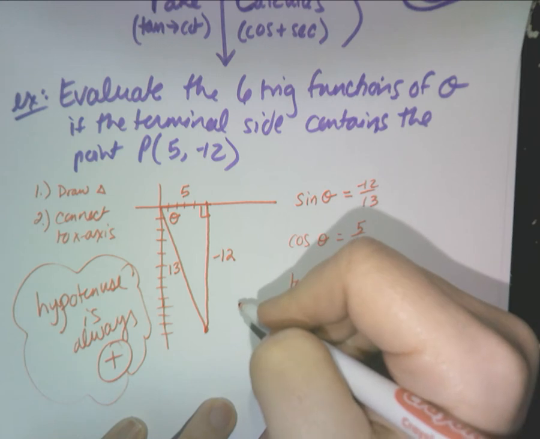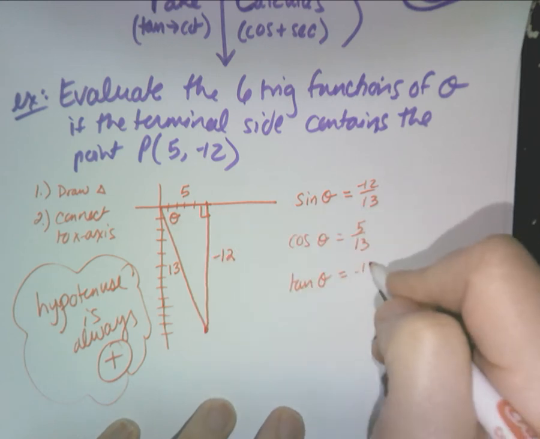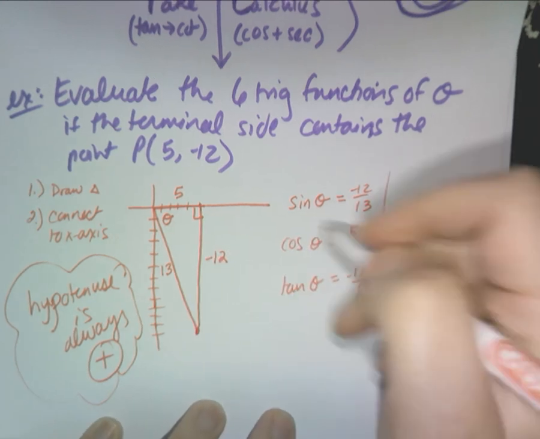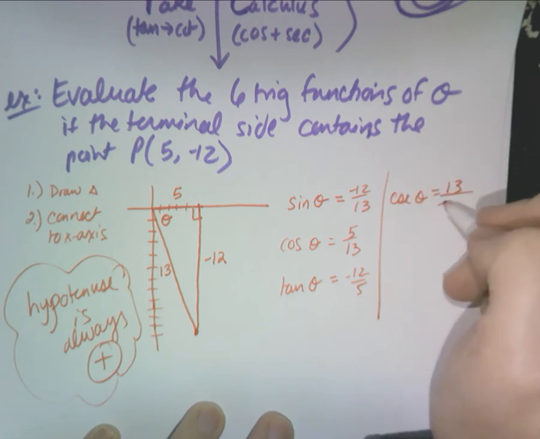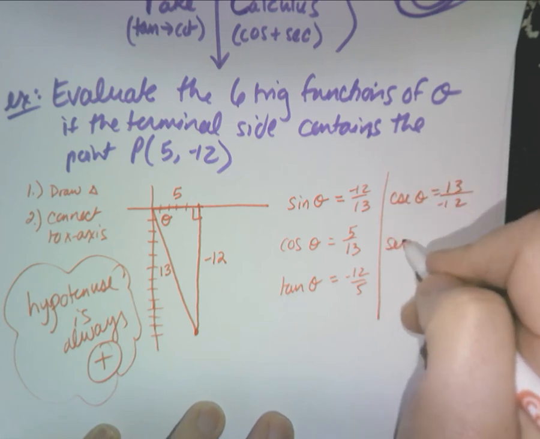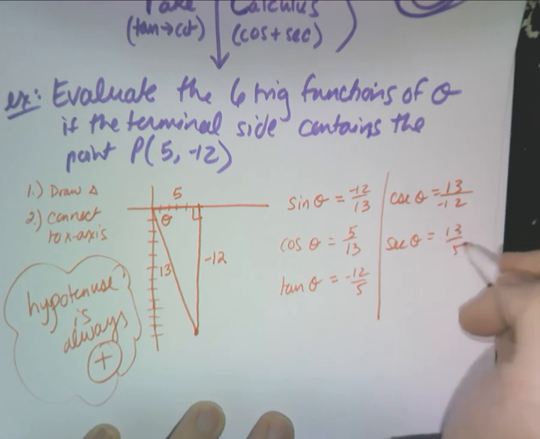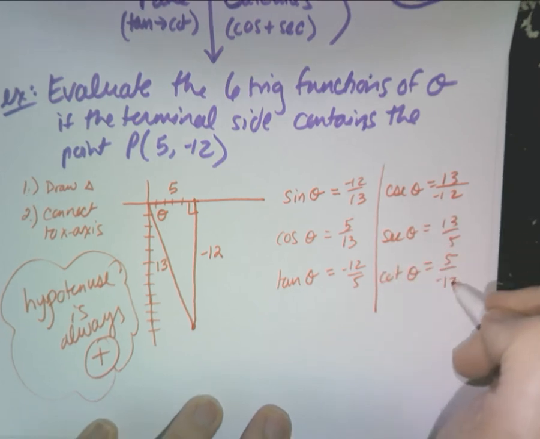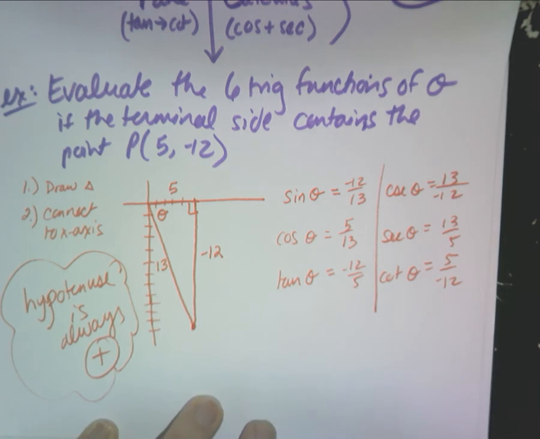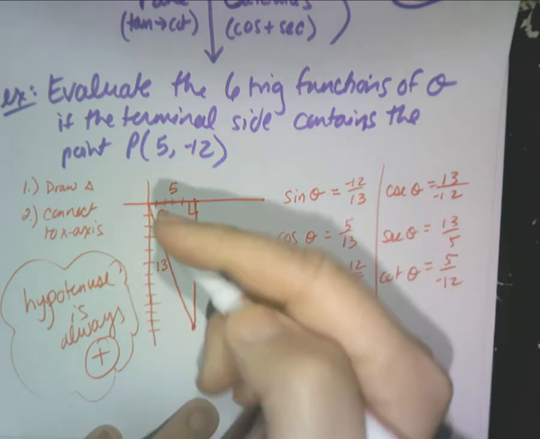Tan would be opposite over adjacent, so negative 12 over 5. And then you reciprocate. So cosecant, 13 over negative 12. Secant, 13 over 5. Cotangent, 5 over negative 12. Do you notice something? What are the only 2 ones that are positive? Cosine and secant. And that's because what quadrant am I in right now?